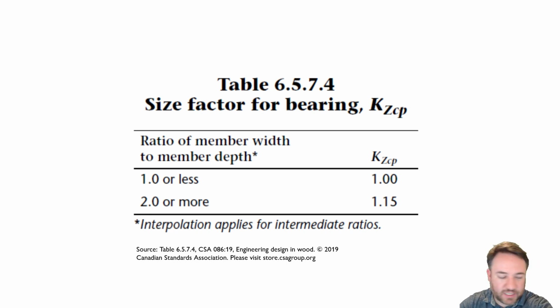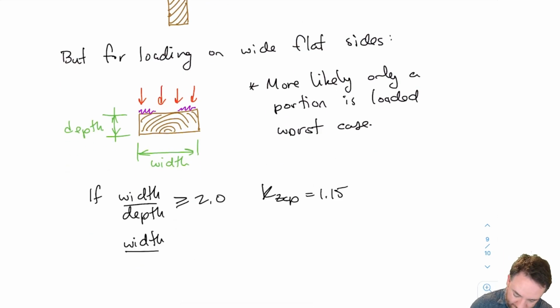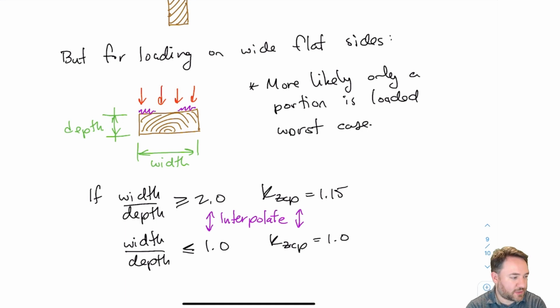I'm just going to write this into the note. This is basically the same as what the table says. If the width over depth is greater than 2, then I can bump up my strength to account for this effect. If it's less than 1, then I cannot add anything to my strength.